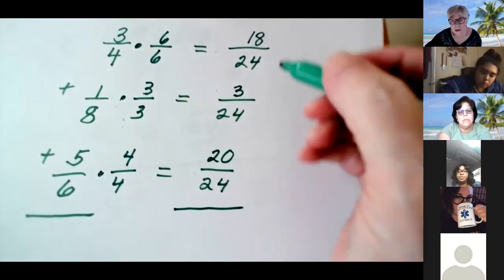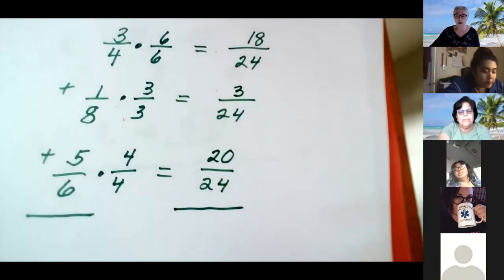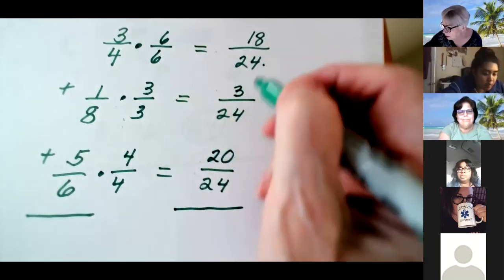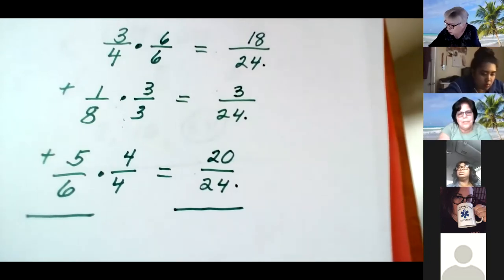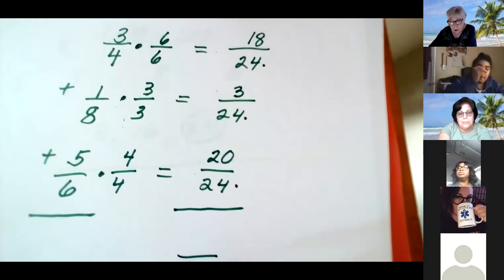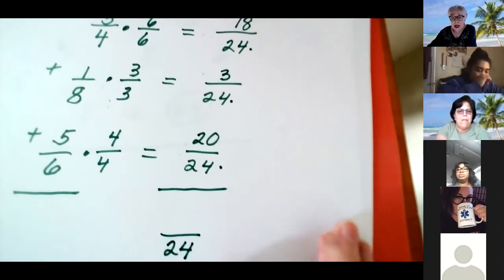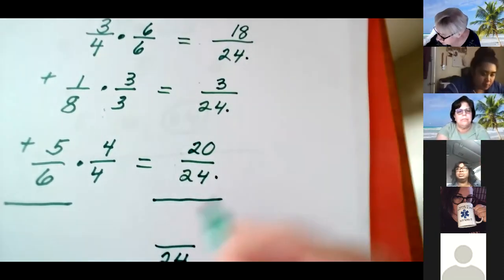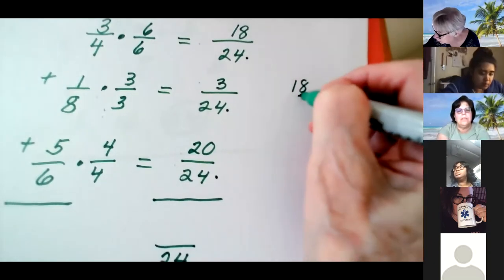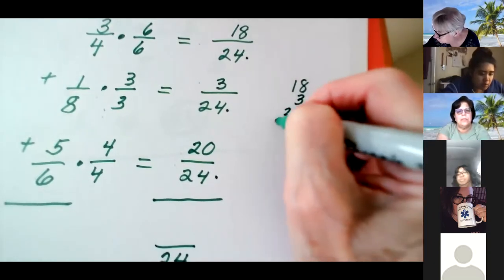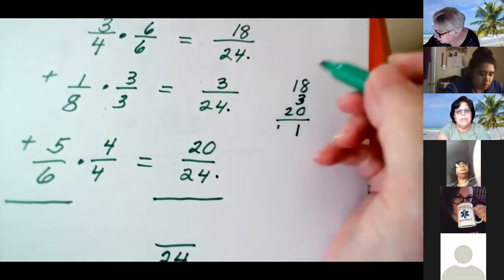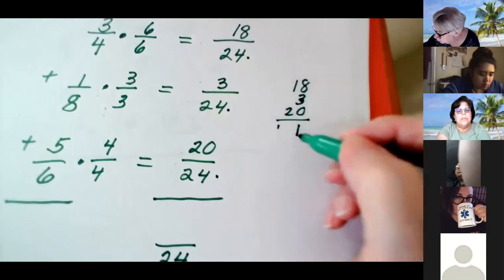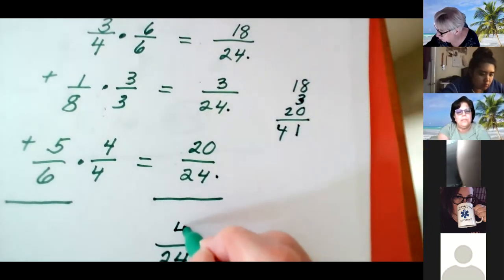Why is this problem over here 10 times better than the original problem? Because we now have like things, so it's fair to add them. Everything's going to be in 24ths. So what I have to do is add 18 and 3 and 20. 8 and 3 is 11, carry a 1. 2, 3, 4. I'm getting 41.